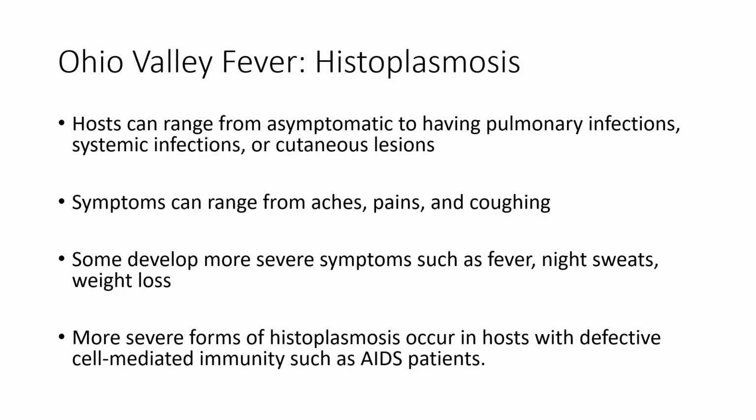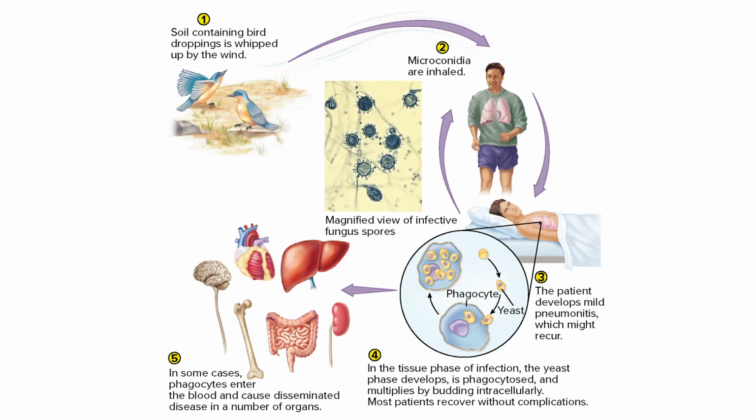And so more severe forms of histoplasmosis can occur in hosts that have poor immunity. This would be seen in AIDS patients, or patients with HIV, or any kind of illness or pre-existing condition that has weakened their immune system. It can cause this illness to be more virulent, okay?